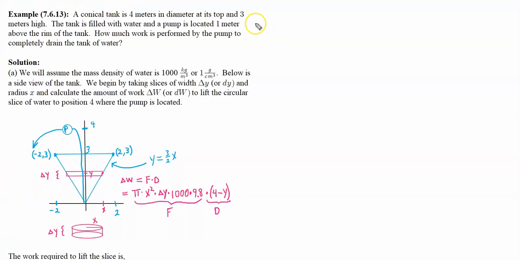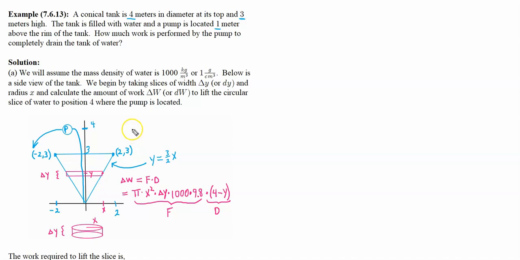Now let's take a look at another example. So in this problem, we have a conically shaped tank that is 4 meters in diameter at its top. It is 3 meters high, and the tank is filled with water, and a pump is located 1 meter above the top of the tank. Now we want to calculate how much work is performed by the pump to completely drain the tank of water.